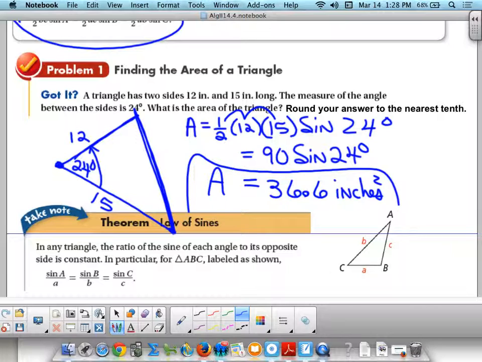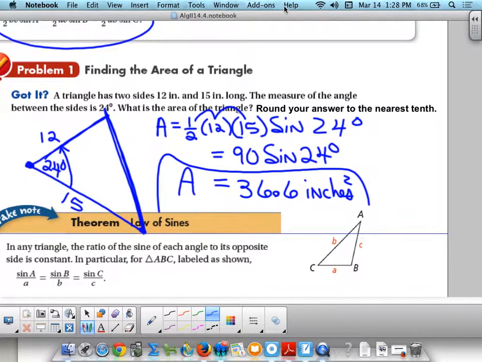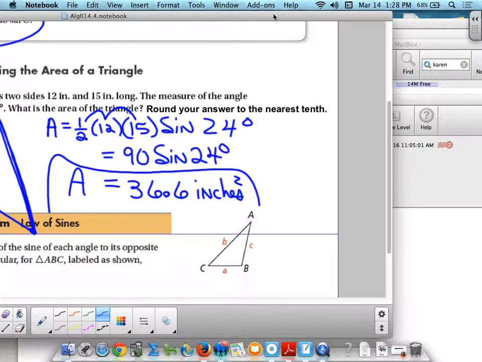Right? Is that what you're getting? Yes. I second that. Okay, so that's that problem. Do you have any questions before I move on? No? Pretty simple formula, guys. Take half of the two sides given times the sine of the included angle, and you got it.